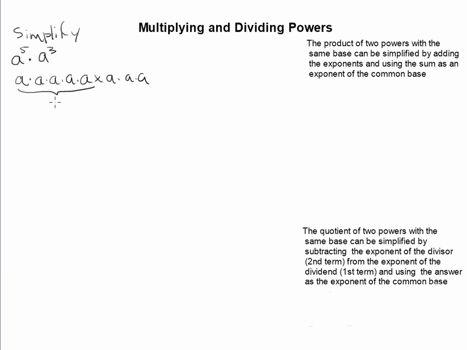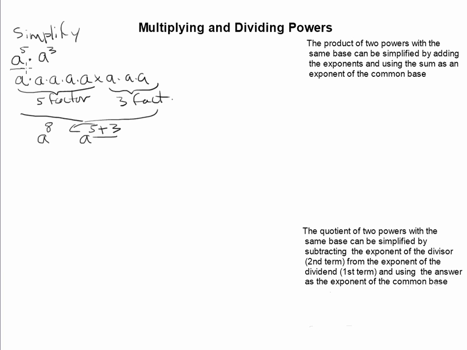We have 5 factors in this term, and we have 3 factors in the second term. Now, in total, if you count them all up, there are 8 of them. So to simplify this, it's actually quite easy. You're simply going to express this as a to the 8th. Now, what did you actually do? Well, you added your exponents, 5 plus 3, and of course, that gave you your exponent of 8.